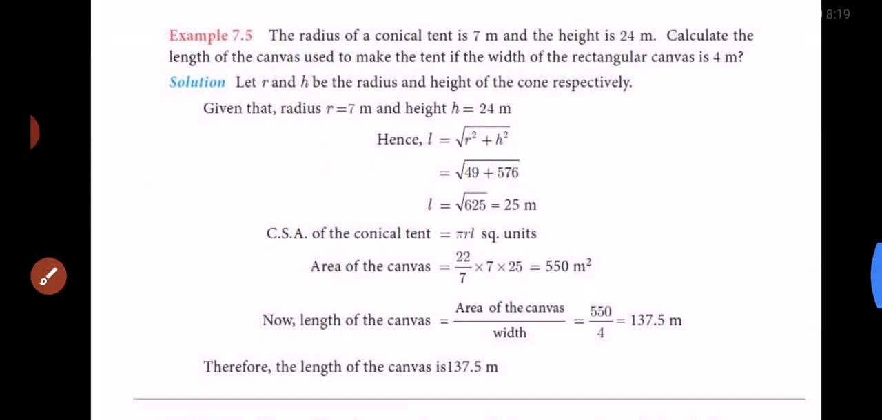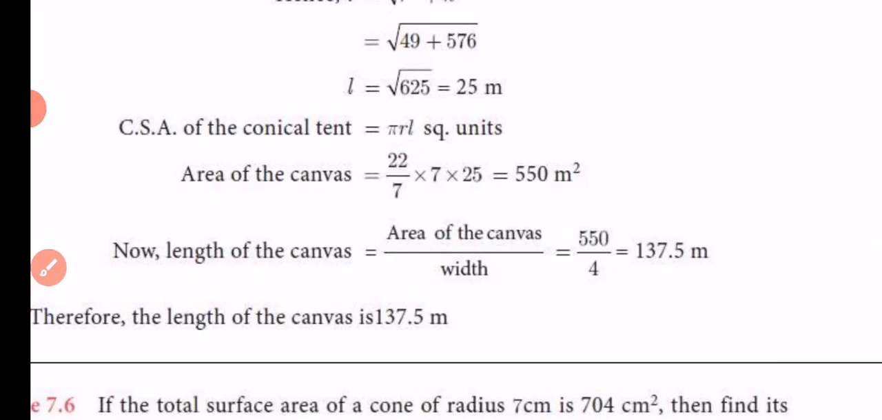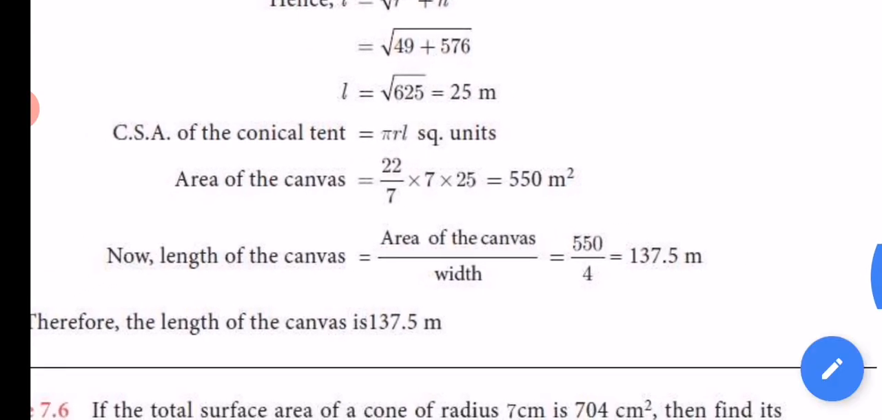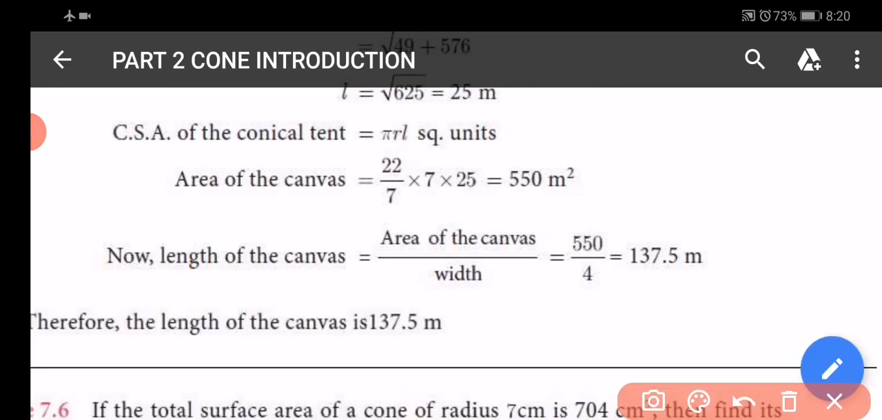Now we are going to find the area of the canvas. First, the curved surface area of the conical tent. The formula for curved surface area of the conical tent is pi r l square units. Now apply r and l in the formula. Therefore area of the canvas is equal to pi, 22 by 7, into radius 7, into l 25. So we get totally 550 meters squared of the area of canvas needed to make the tent.